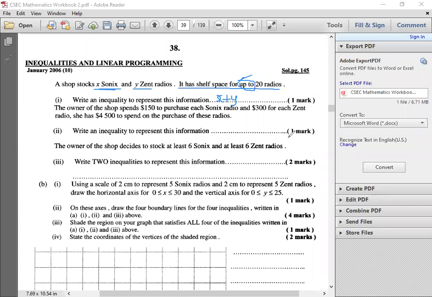What do you understand by up to in linear programming? More than or equal to. Sorry, less than or equal to. Sir, it means that it cannot hold more than 20. Up to means that no more than 20 can be held on the shelf. So X plus Y must be less than or equal to 20.